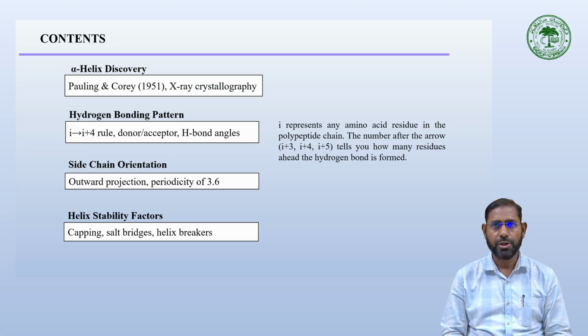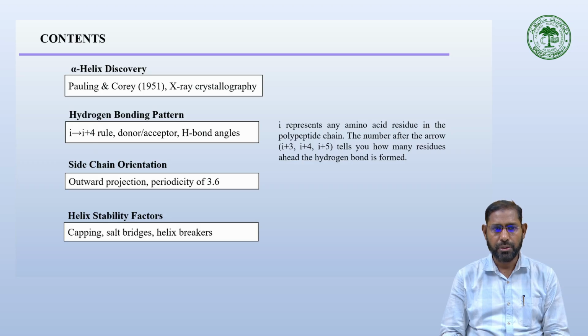Then I'm going to talk about the hydrogen bonding pattern of the alpha helix, which normally follows the i to i plus 4 rule. What does the rule mean? i represents any amino acid residue in the polypeptide chain. The number after the arrow, like i plus 3 or i plus 4, tells how many residues ahead the hydrogen bond is formed. i plus 3 means 3 residues ahead, i plus 4 means 4 residues ahead, and i plus 5 is 5 residues ahead.